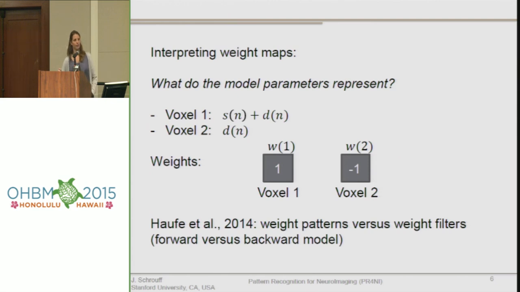I'm not going to go into the details of the paper because there's still a discussion on how far their conclusions actually should extend, but it should definitely be looked into, and maybe try to look at both the weight patterns and the weight filters to see where your information could be located.